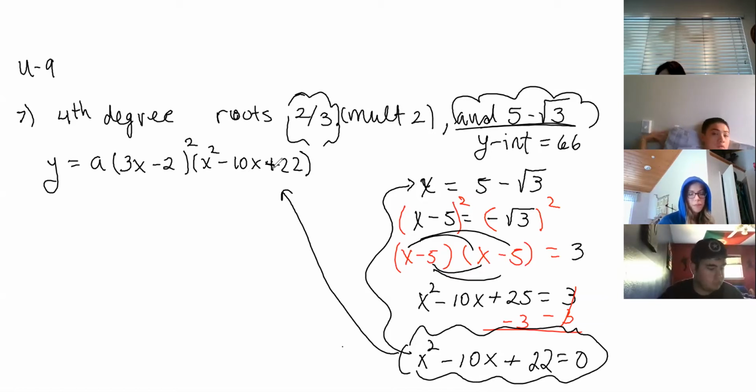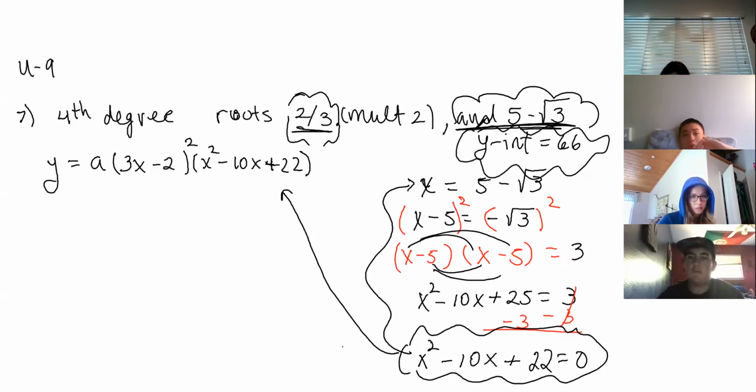Okay, so ignoring the a, if I were to take the 3x minus 2, set it equal to 0, I'd end up with 2/3 as the solution. If I were to take this x squared minus 10x plus 22 and use the quadratic formula or complete the square, I would end up with that as one of the solutions. Do you agree so far the degree is 4? There's a 2 there and a 2 there. Does that make sense? Yeah. Okay, how do I find the a value using the y-intercept?